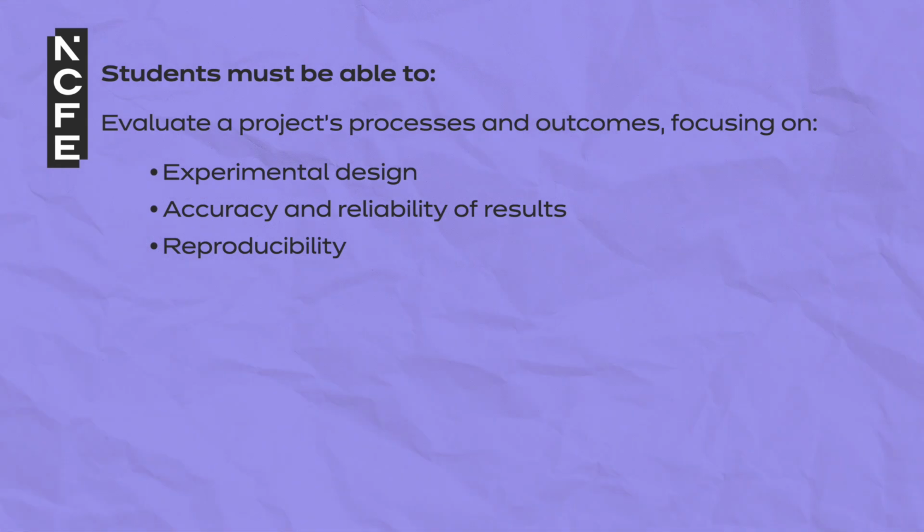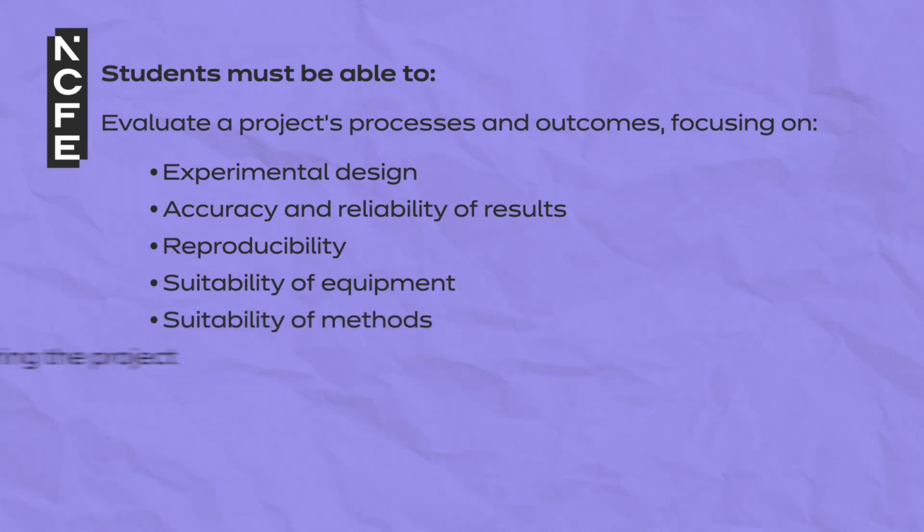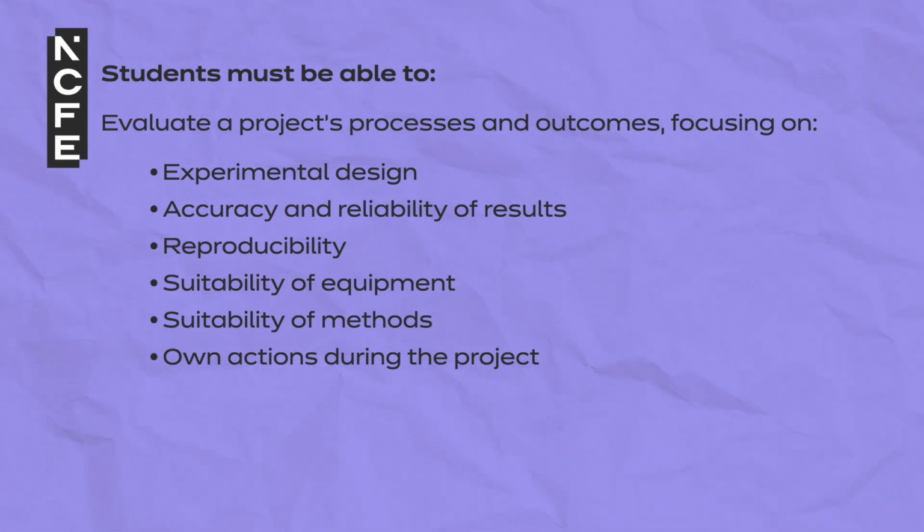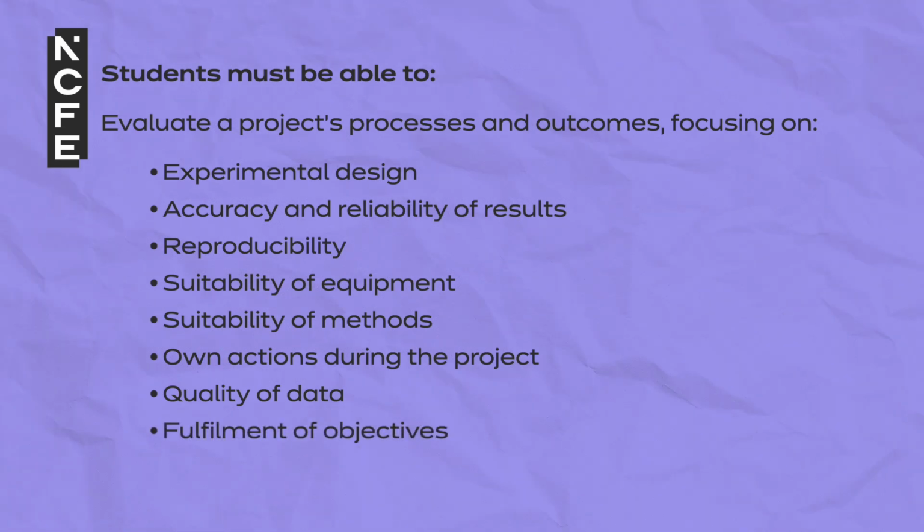Reproducibility. Can the results be easily replicated? Suitability of equipment, suitability of methods, own actions during the project. Students should make reference to what they did well and how they can improve. Quality of data. Students should comment on whether there was sufficient data as well as if it was correctly processed. Were all the objectives fulfilled? Recommendations for improvement. Students should be able to suggest how the experiment could be more effective.